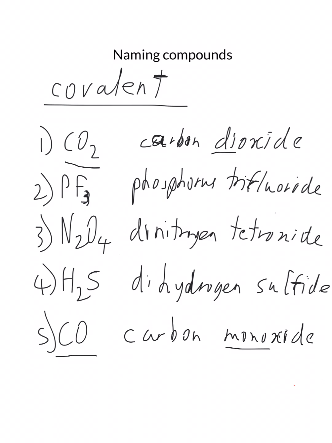So sometimes mono shows up, sometimes it doesn't. If you want to be safe, put it in there anyway. But we normally only say mono if it's the second element. First element, if it's by itself, you never say mono. You didn't see mono here, here, or here for that matter. So it's only the second element that sometimes gets a mono.